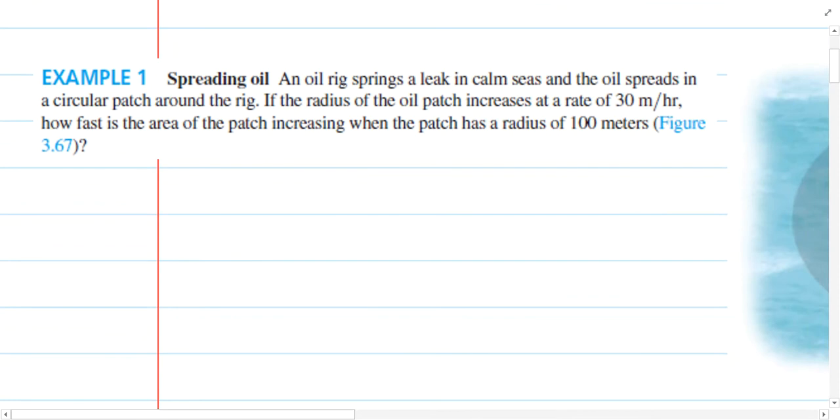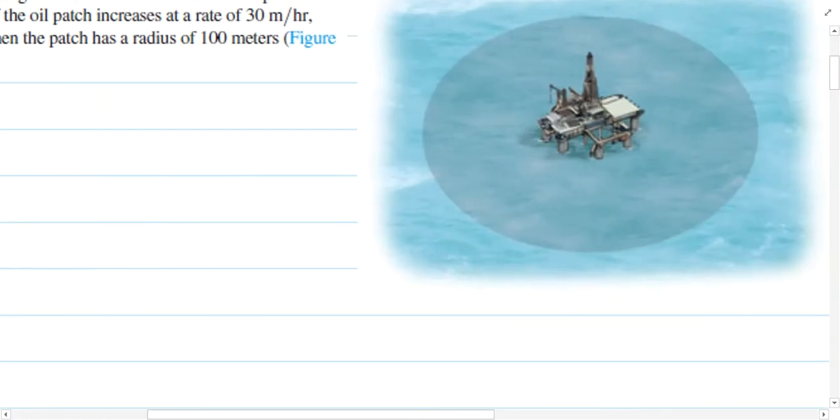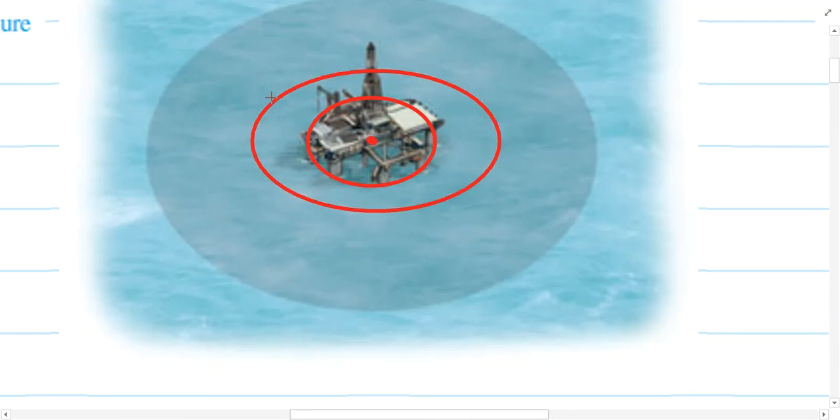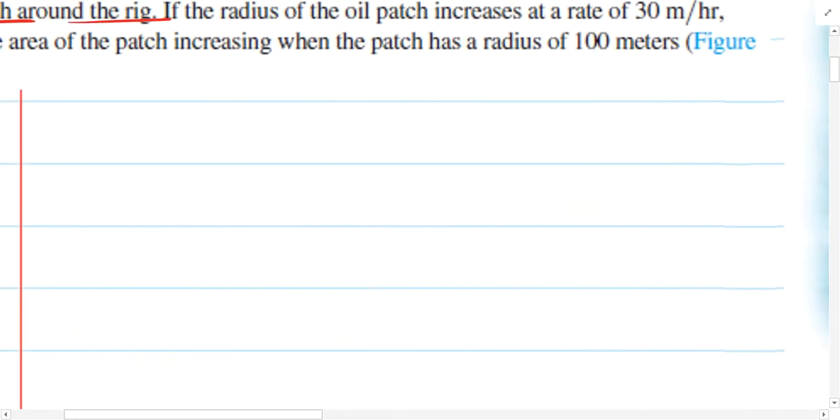In this first example, we've got an oil rig that springs a leak in calm seas, so there's no current that's pushing this along. The oil spreads in a circular patch around this rig. So let's just imagine for a second that an oil leak is sprung right here at the center of this oil rig, and as time passes, this oil patch is going to be getting larger and larger and larger. Hopefully you can envision that as time passes, the radius of this oil leak is going to be getting bigger and bigger, and ultimately the area affected by this oil leak is getting larger and larger.